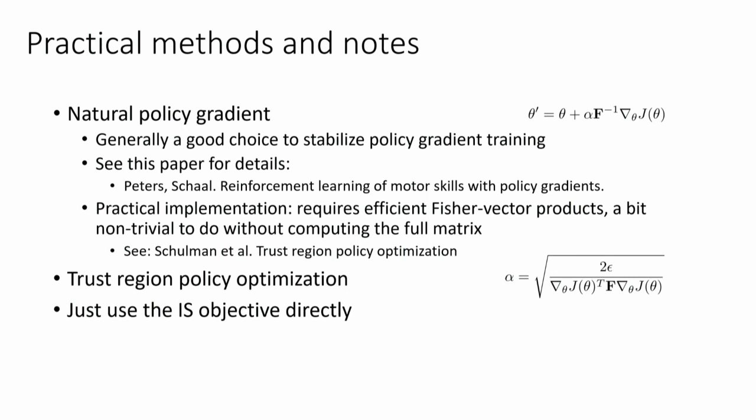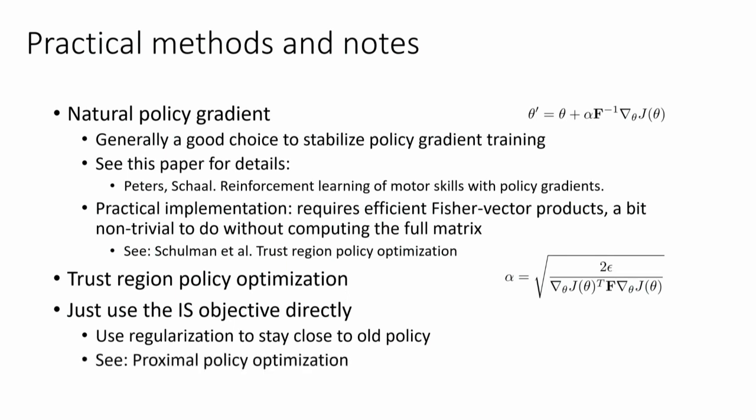You could also just use the importance sampled objective directly. So instead of doing policy gradient as I've described, you could do the dual gradient descent version from before, where you write out that full A bar objective, you have the constraint, you have a Lagrange multiplier, and you actually adjust the Lagrange multiplier. So it's sort of a regularizer that keeps you close to the old policy. And there are methods that do that also. So if you want to check that out, look up proximal policy optimization.